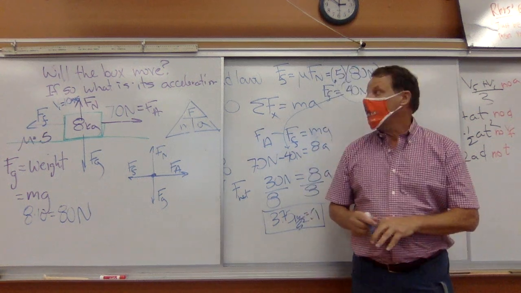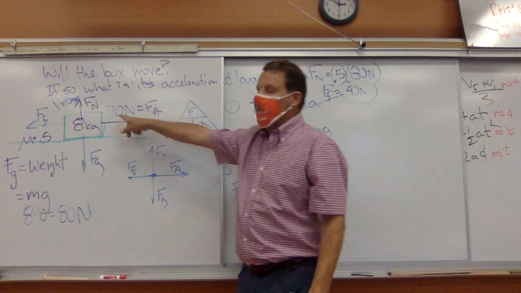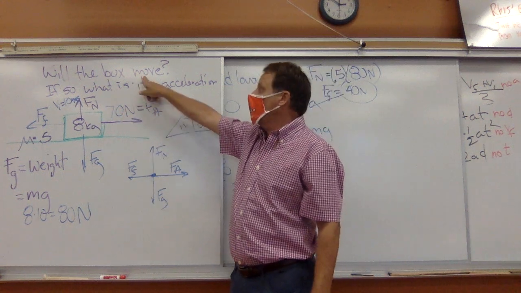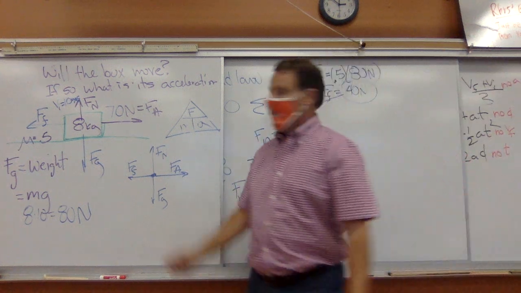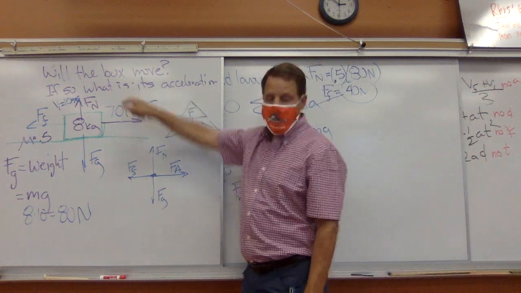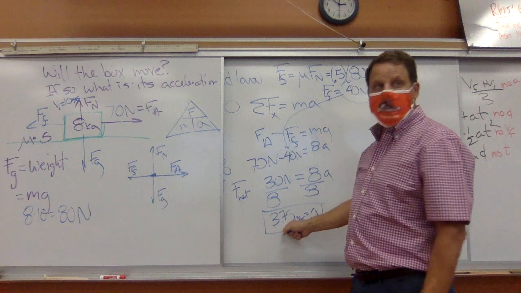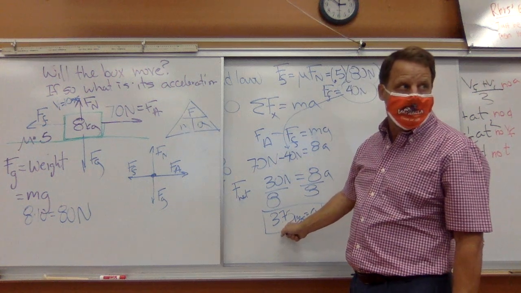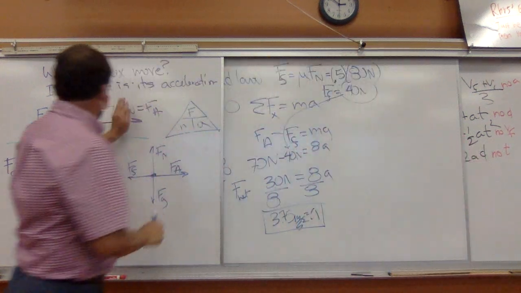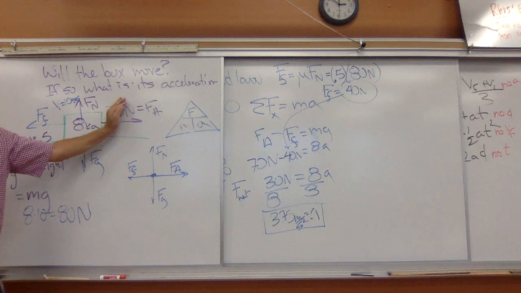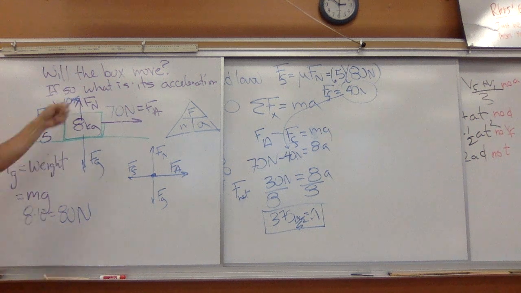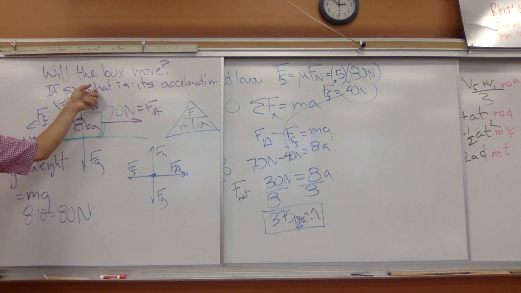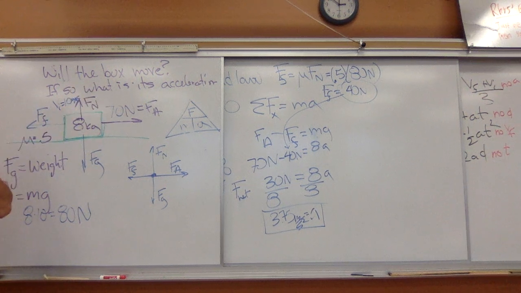Okay, so if this was 70, we would come up with a question that says, will the box move? And the answer would be yes. What would be its acceleration? And the acceleration would be positive 3.75. If we went back to 7, will the box move? And the answer would be no. And therefore, the acceleration would be 0. Okay?